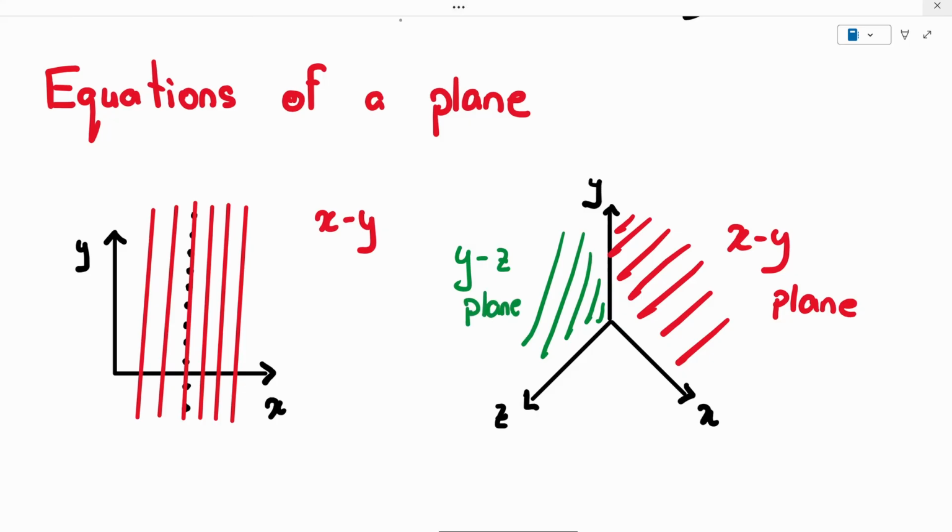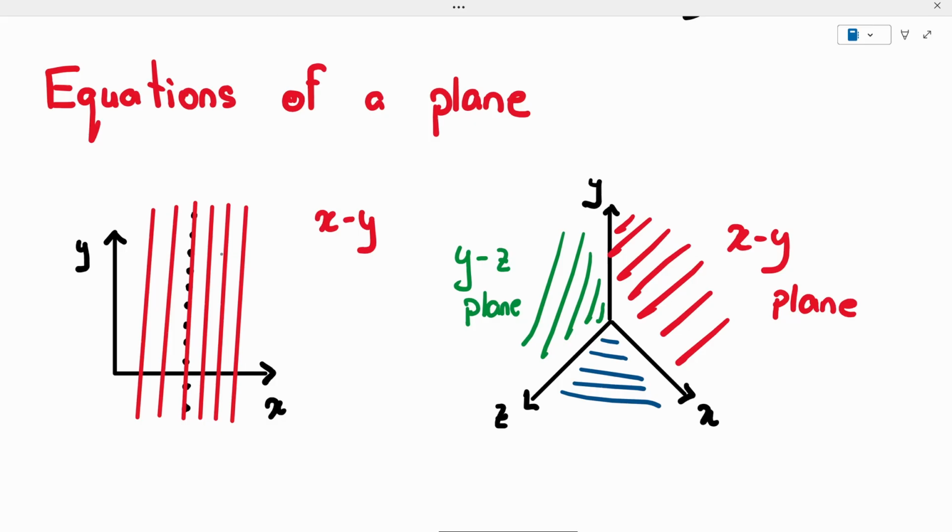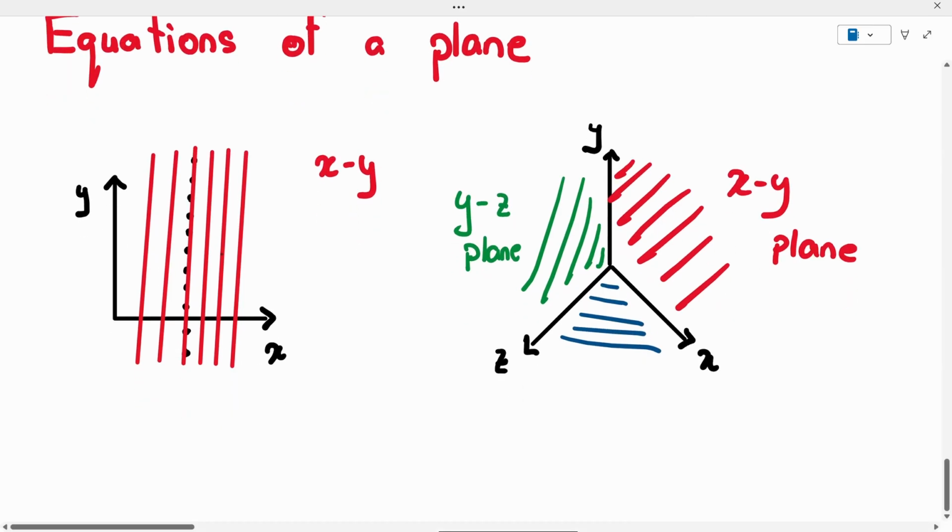And we have the XZ plane, right? So this time we have three main planes we're working with here.